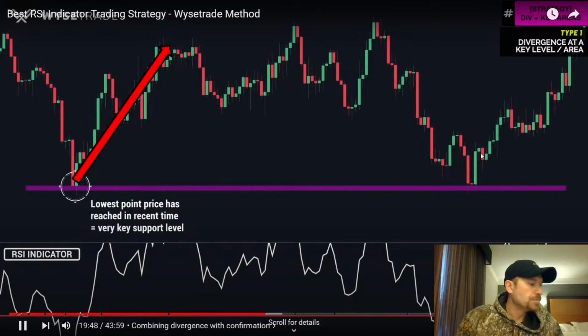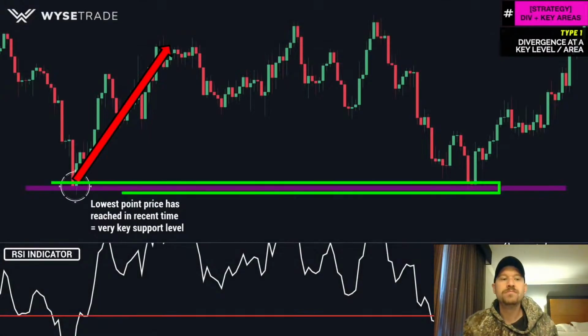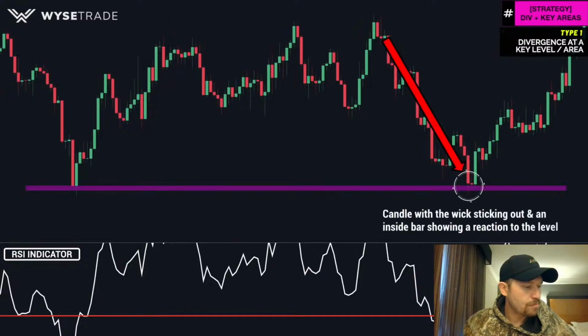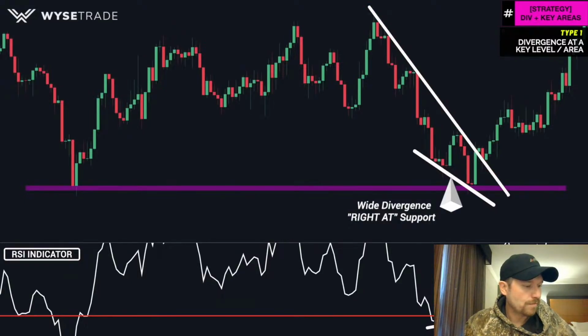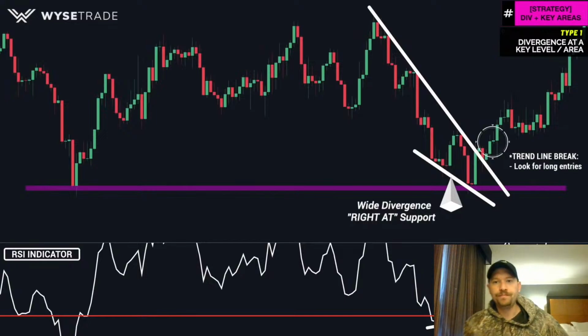The lowest point that price has reached in recent time. So you had it drawn in. Now, as price came back down, not only did you have a reaction to this level through the candle with the wick sticking out, you also had a great wide divergence form. Again, a reaction does not equal a trade. So you put a trend line onto the immediate trend like this, and once price broke through the trend line, it shows that buyers actually stepped in at this level. Then you would go to the lower time frames and start looking for trade entries long.